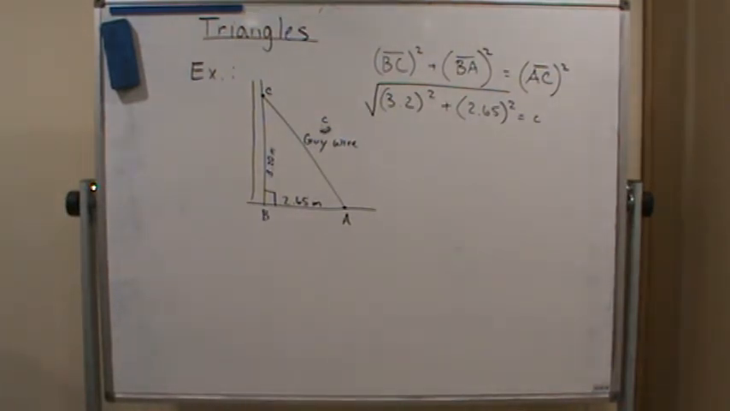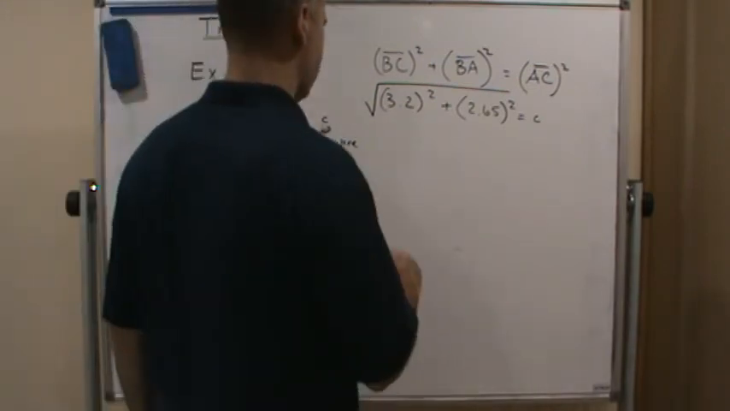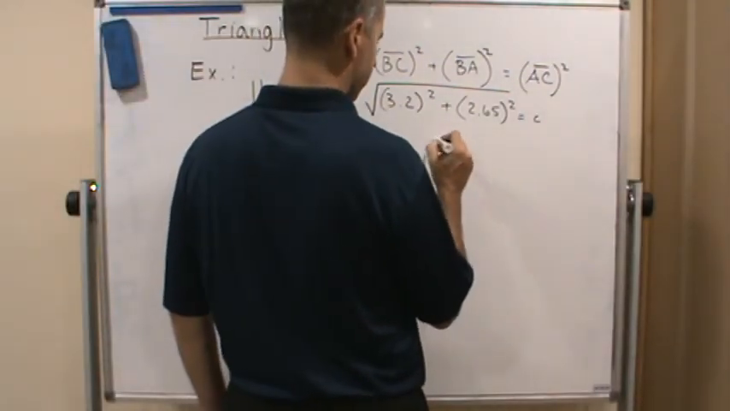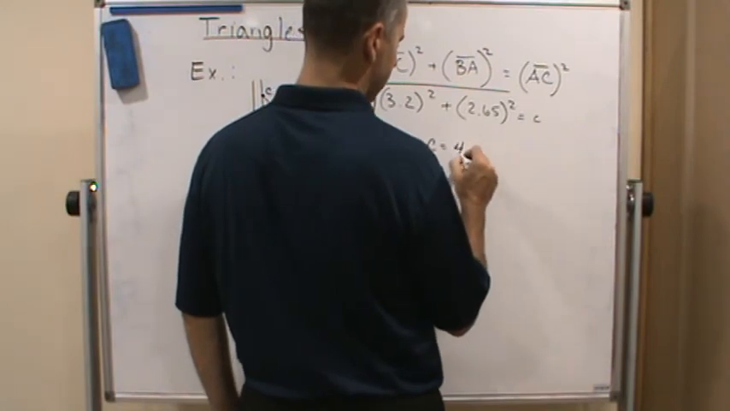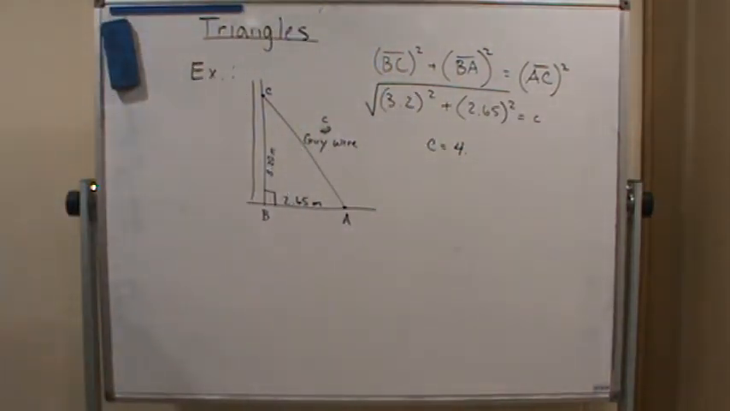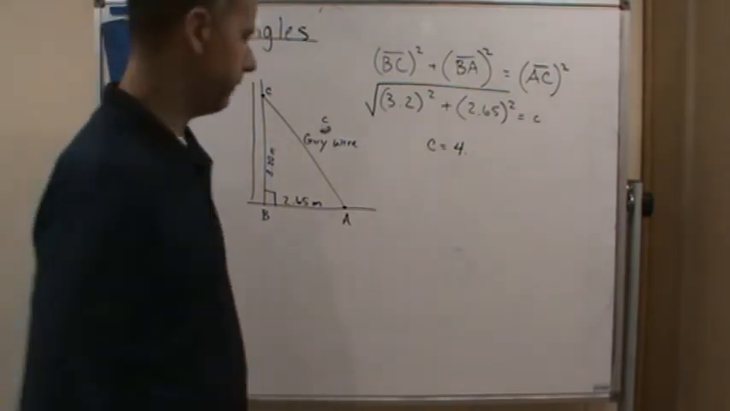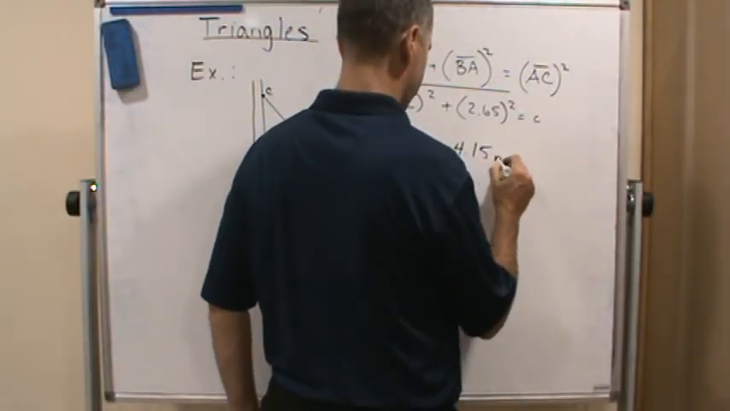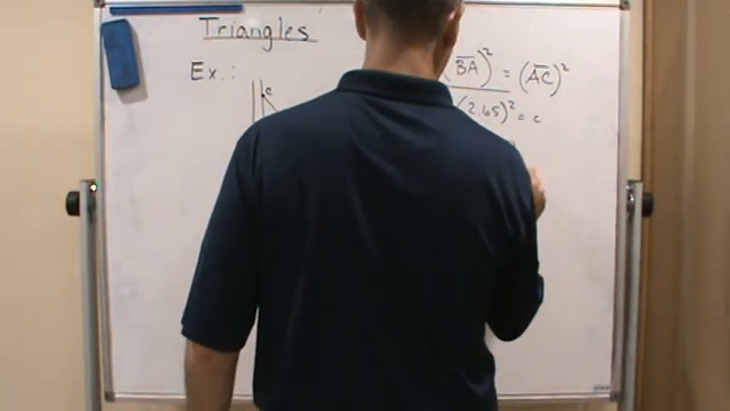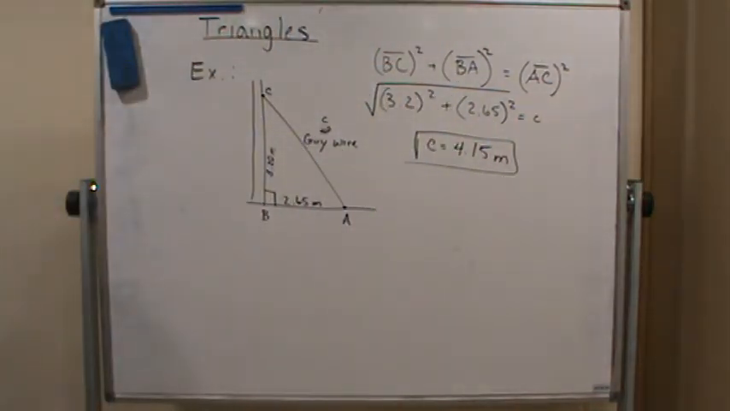Okay? So you just plug this in your calculator and square it. Then 2.65 squared, and then take the square root of the sum of those, and you get 4.15 meters. So the guy wire is 4.15? Yes, 4.15 meters. And that's the answer. That's it. And again, I would just do this in your calculator.